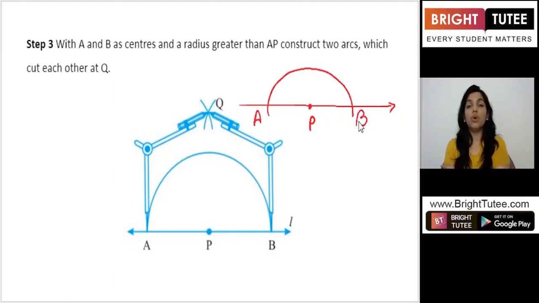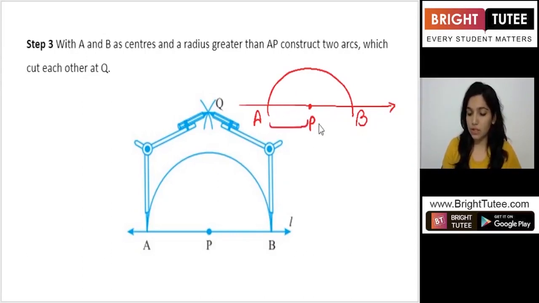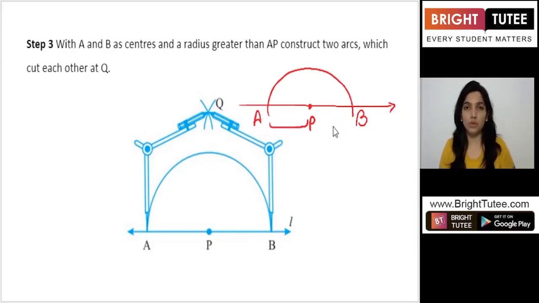Now what you do, you open your compass, and the opening should be greater than AP. So the opening of the compass should be greater than AP, but it needs to be anywhere less than B. So you will need to draw such kind of figures. Make sure that you open the compass greater than AP. This is very important.